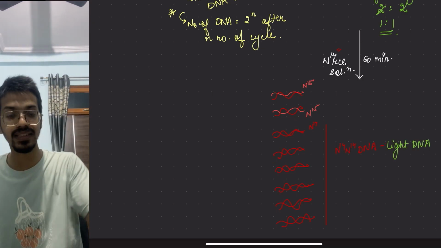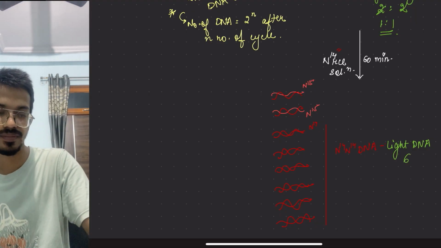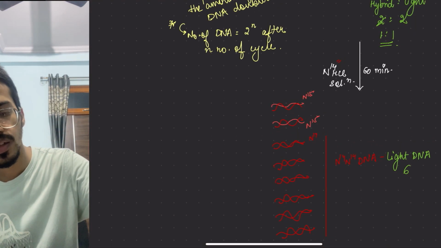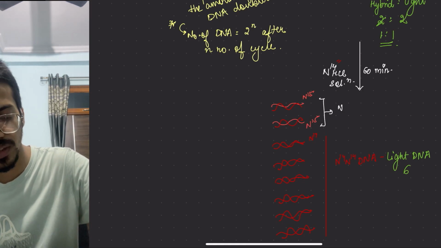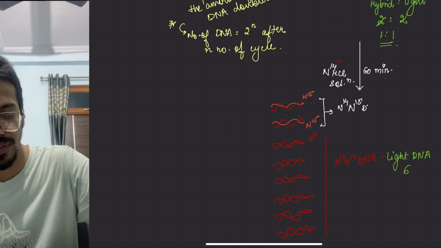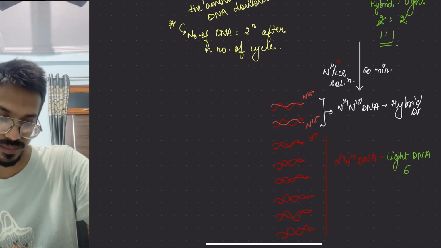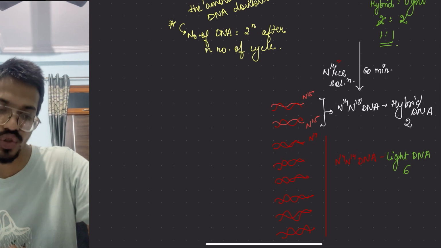How many light DNAs are there? 6. Okay. The other is the hybrid DNA. So this is N14, N15 DNA, which is called hybrid DNA. And this hybrid DNA is 2 in number.